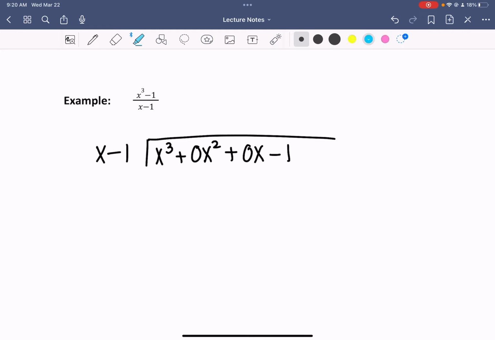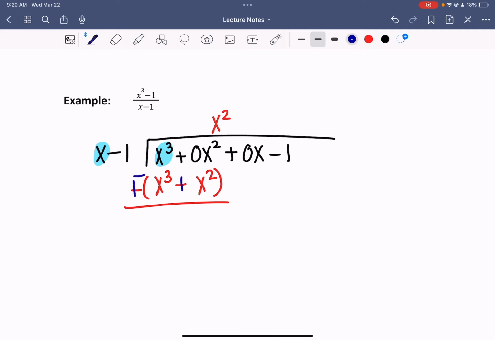So again, we're going to start with our comparing. x times what would give me x cubed? That's an x squared. Multiply by everything out front. That gives me an x cubed minus x squared. I'm going to subtract this whole thing, so I'm going to change all the signs. And that gives me x squared. Bring down the next term.